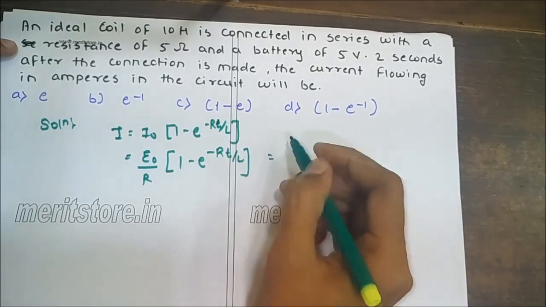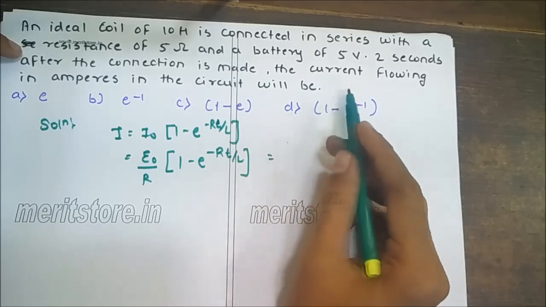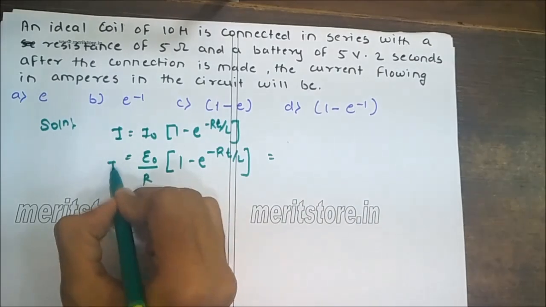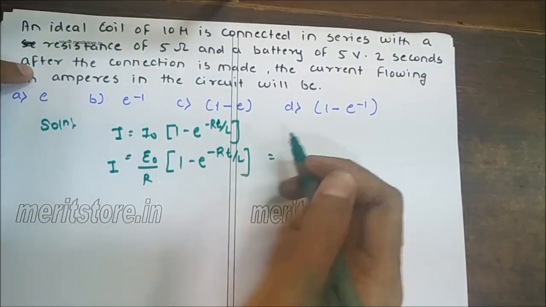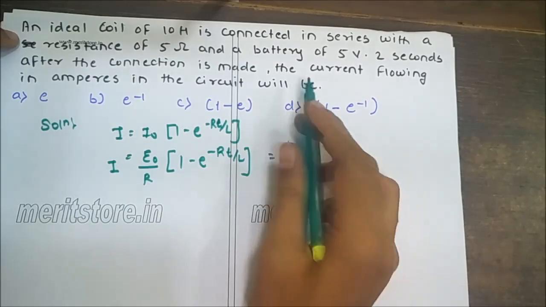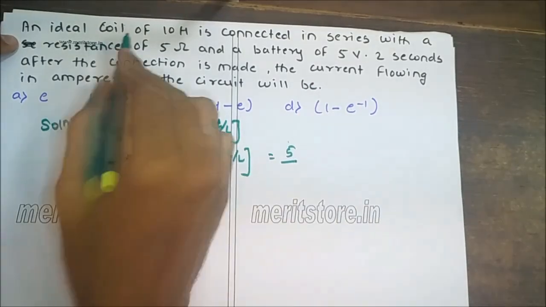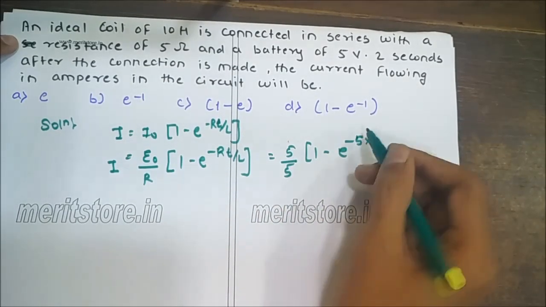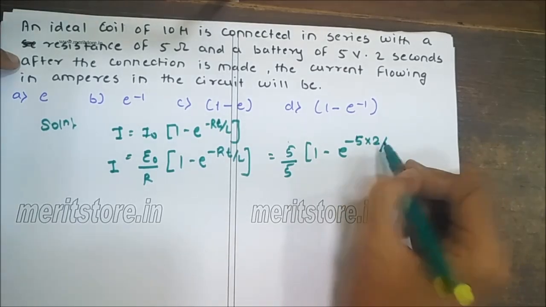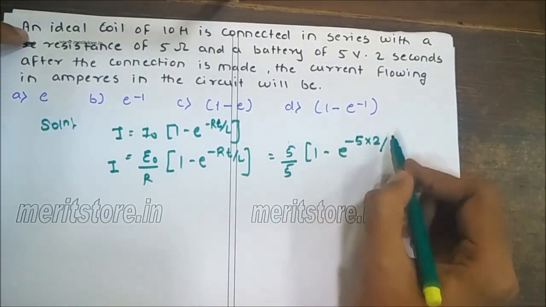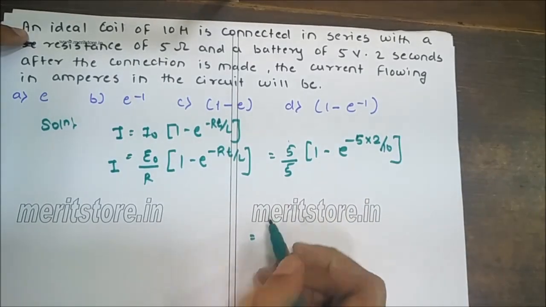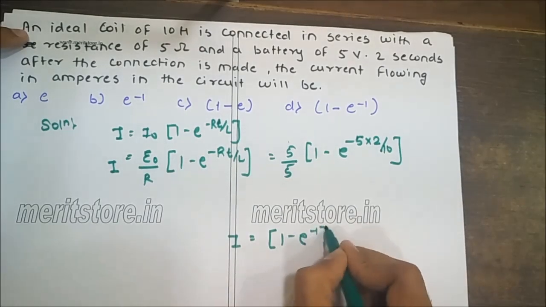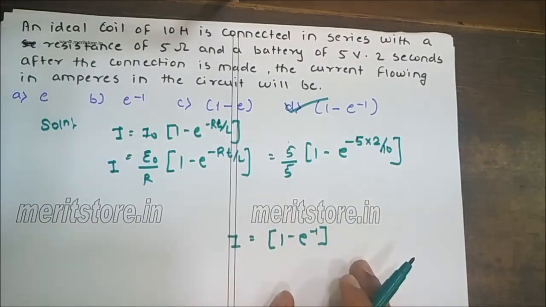So we can place the values for this. E0 is given to be the peak value, and we need to find the current I flowing in the circuit. So a 5 volt battery is connected, so 5 upon the resistance of 5 ohms, into 1 minus e raised to minus the resistance 5 multiplied by the time of 2 seconds upon the inductance of 10 Henry. Solving this, we get the I value equal to 1 minus e raised to minus 1. So D is the correct option.